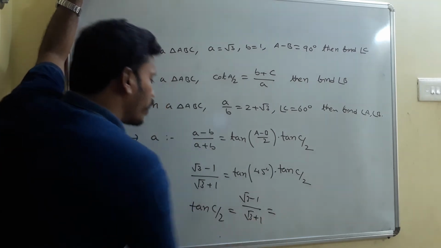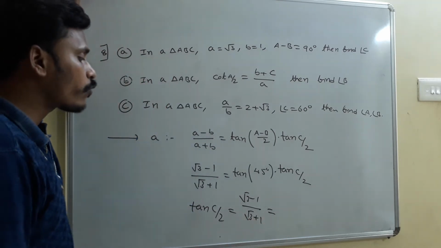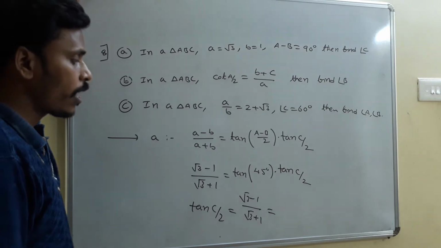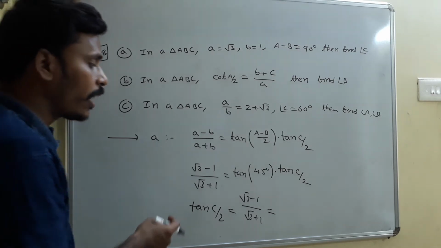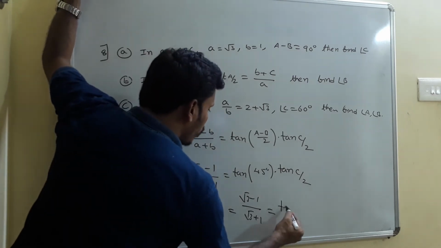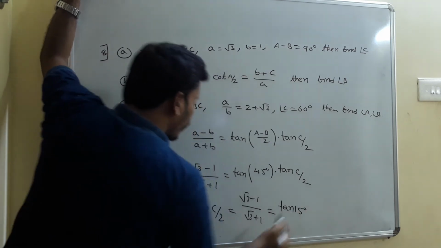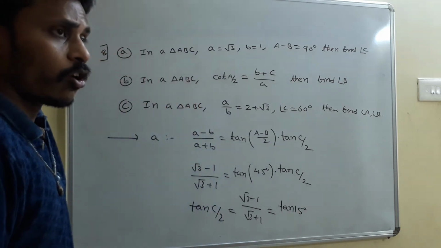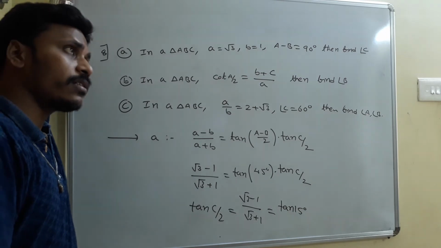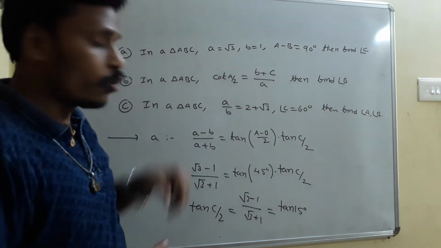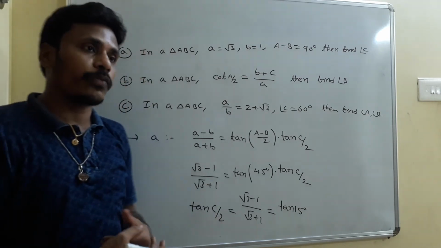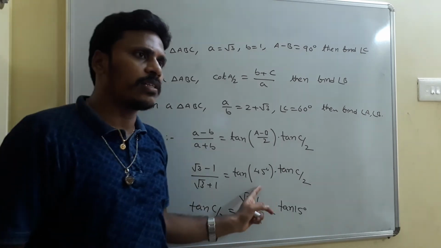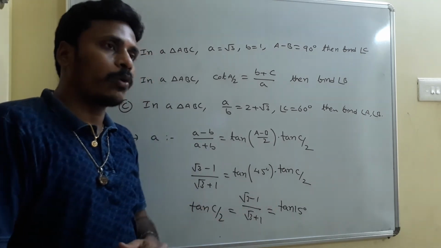You need to identify its value. Root 3 minus 1 by root 3 plus 1 is whose value? And it is tan 15 degrees value. Is it okay? Do you know it? See, or otherwise sin 15 or cos 15. Sin 15 degrees is root 3 minus 1 by 2 root 2. Cos 15 degrees is root 3 plus 1 by 2 root 2, and from there tan 15 is the division, so root 3 minus 1 by root 3 plus 1.